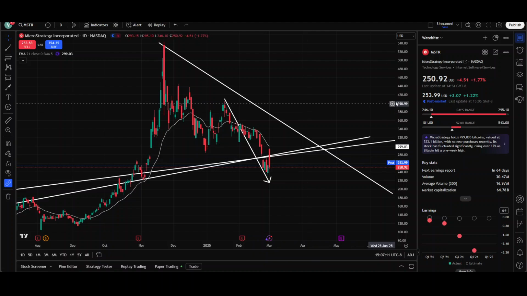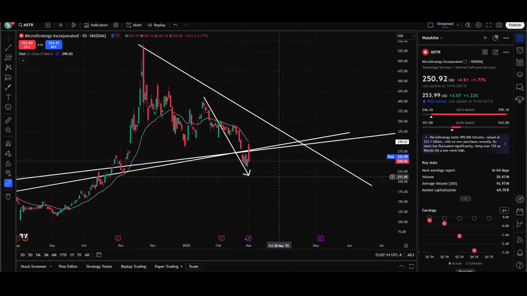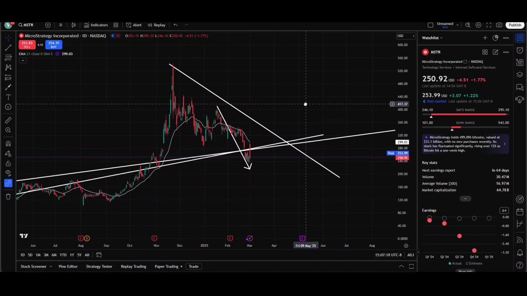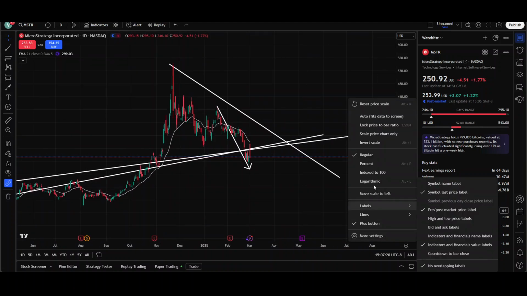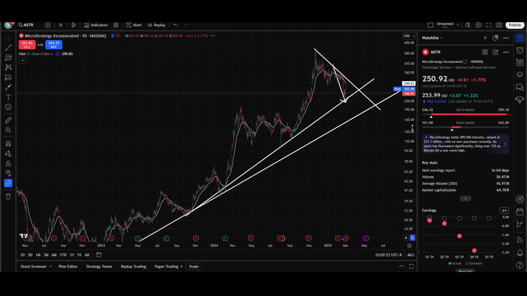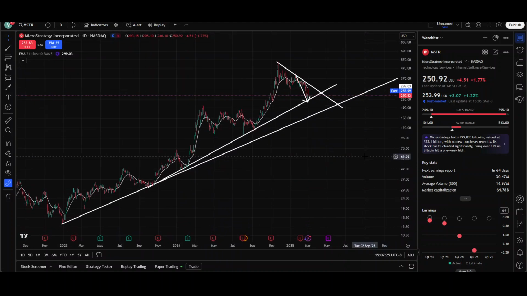Same thing for MicroStrategy, because obviously it's a Bitcoin proxy. It's going to be trading very similarly, and it's doing the same thing. But I think that's all I have to say. It's just not certain as of right now. I think no one can be really certain in any particular direction. But as of right now, the technicals aren't looking bullish, and that's what we have to go off of.